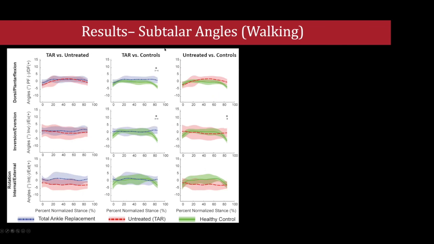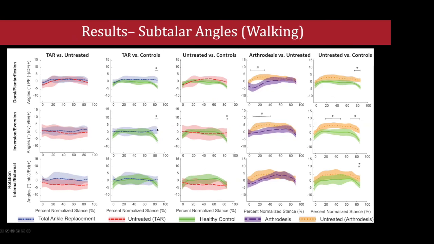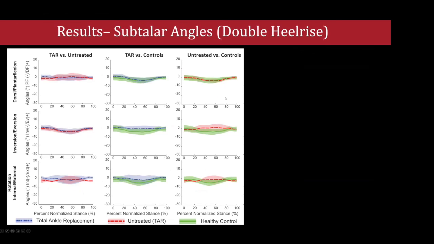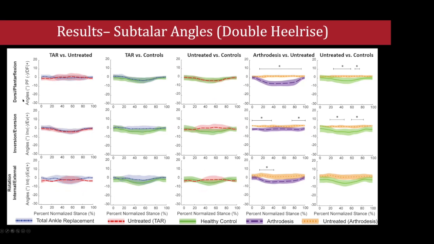When we look at the subtalar joint, these are the results. We can see that TR is not really changing subtalar joint motion that much at all, but when we look at the arthrodesis, we see much more significant differences, especially during the early part of stance. And then this is arthrodesis versus the untreated side, and then the untreated side versus controls. Similarly, for the double heel rise activity, the subtalar joint is doing quite well, no differences, whereas arthrodesis is causing a lot of changes to the subtalar joint during this double heel rise activity.